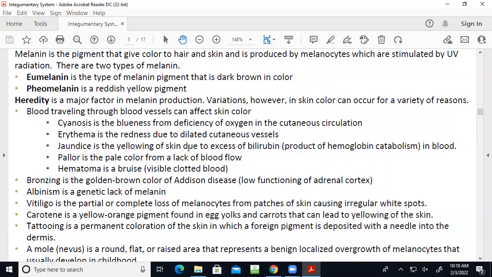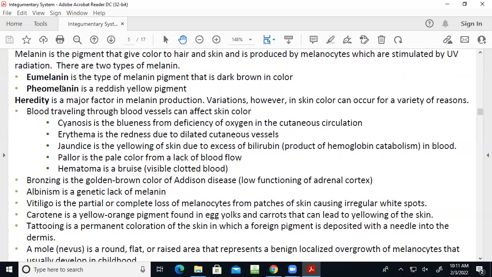Eumelanin is the darker brown colored pigment, whereas the pheomelanin is more reddish yellow. Okay. The major factor that affects your melanin production is your heredity. So in other words, your genetics, your parents control what color your skin is more than likely going to be. That's a major factor. It affects the type, but also how much.